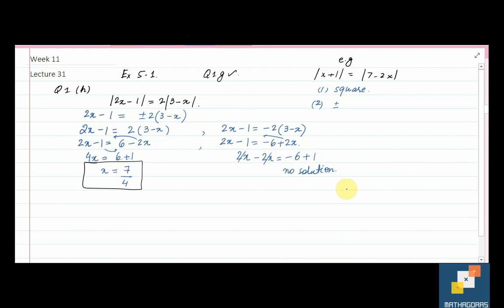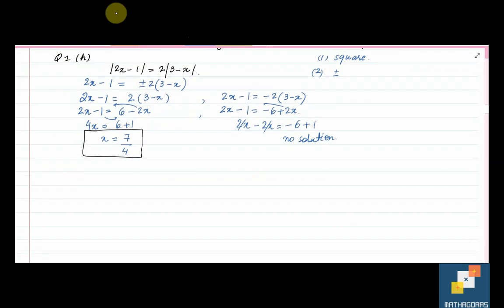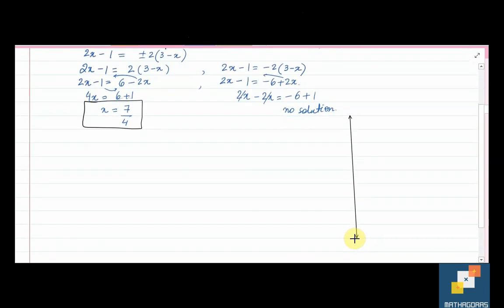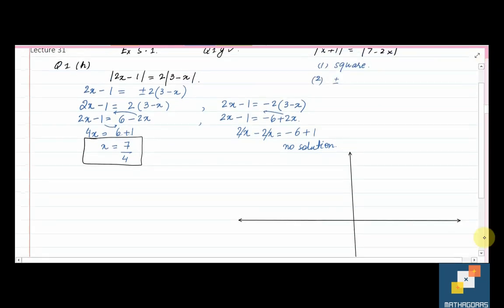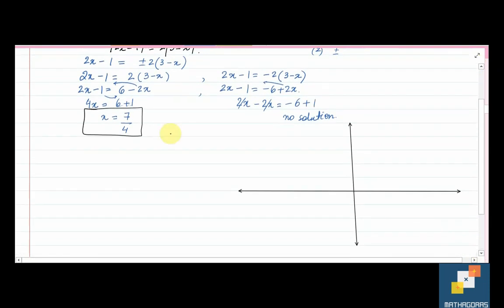So first I am going to plot the graph of 2x minus 1 on my axis. So let me draw the axis first. I am just drawing an example, right? Not an accurate graph, so you can draw the accurate graph on your graph papers. So that is my axis, and firstly I am plotting the graph of modulus of 2x minus 1.